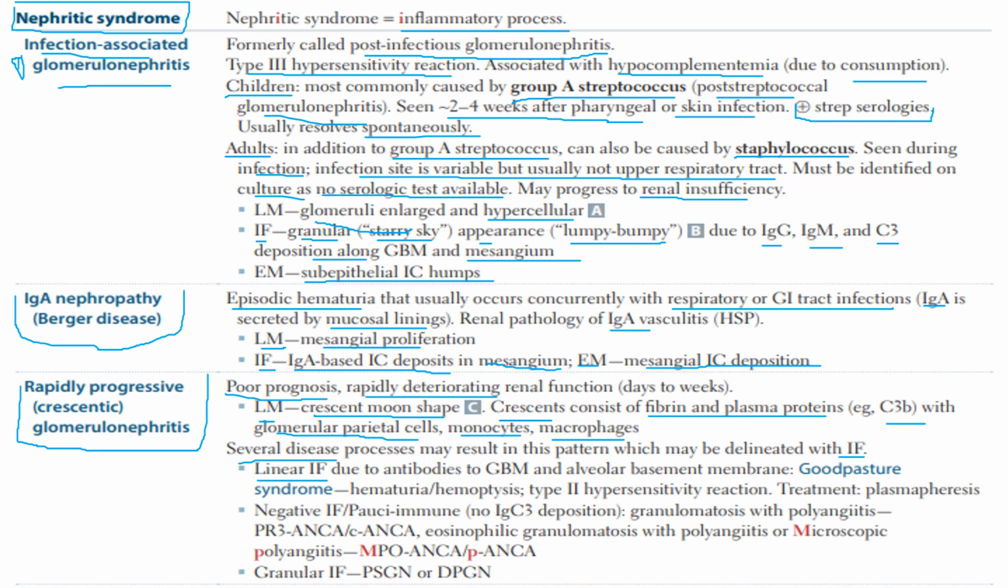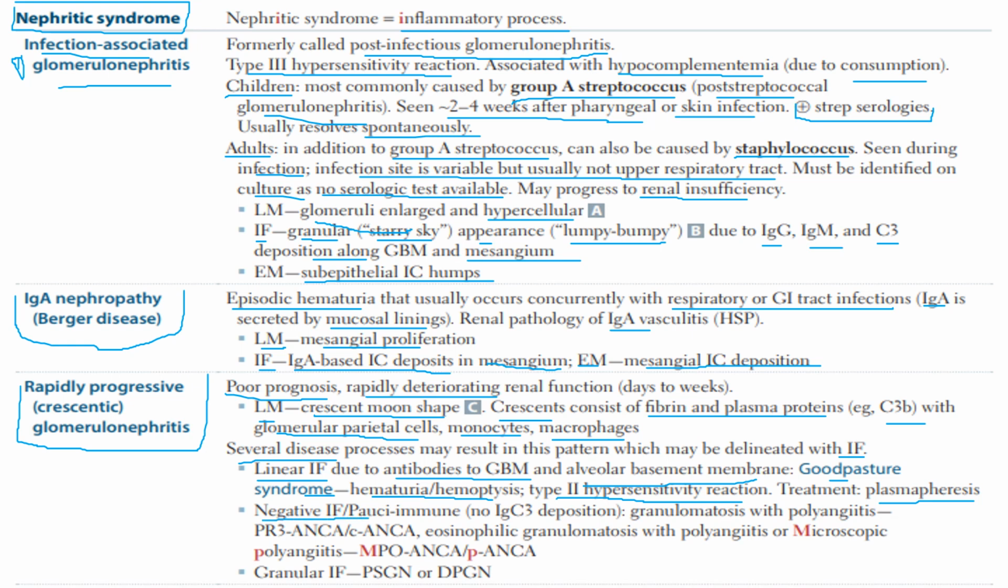Linear immunofluorescence is due to antibodies to glomerular basement membrane and alveolar basement membrane, which leads to Goodpasture syndrome: hematuria, hemoptysis, type 2 hypersensitivity reaction. Its treatment includes plasmapheresis.